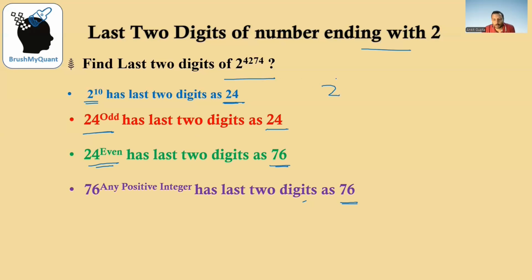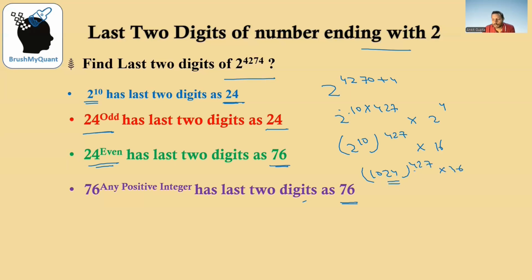So 2 raised to 4274 can be written as 2 raised to 4270 plus 4. This becomes 2 raised to 10 multiplied by 427 multiplied by 2 raised to 4. So this is 2 raised to 10, raised to 427, multiplied by 16. Now 2 raised to 10 is 1024 raised to 427 multiplied by 16. Now this is 24 raised to an odd power. That means we can use this method to have the last two digits as 24. And 24 multiplied by 16 will give us the last two digits as 84. So the last two digits of this number will be 84.